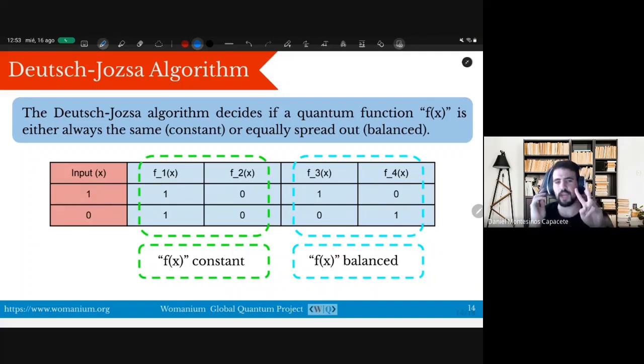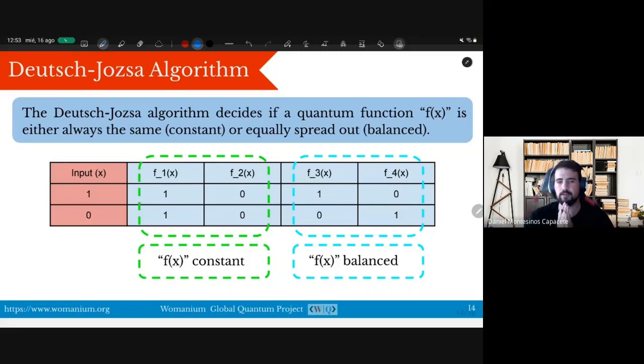So we have two types of functions here. We have a constant function, in the sense that it doesn't matter what input you get, the output is going to be the same, right? So these are the constant functions, and also the balanced functions, which means that you get 0 and 1 equally. You see, there is 1 0 and 1 1, right? So you have 1 and 0 or 0 and 1. So we have these two types of function.